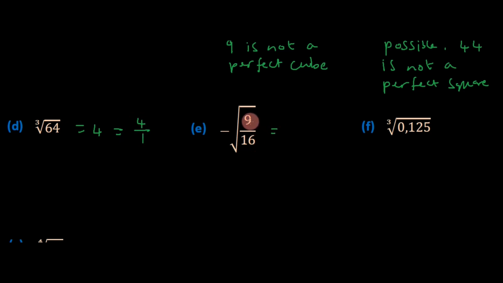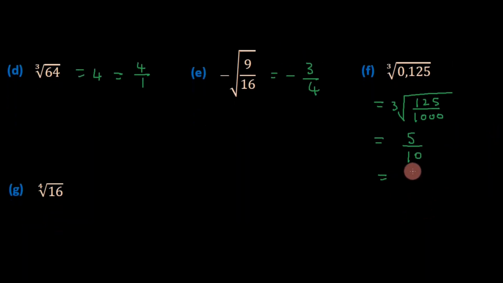Both 9 and 16 are perfect squares. So the square root of 9 is 3. And that of 16, of course, is 4. Here we have the cube root of 0.125. We can first write it as a fraction as 125 over 1,000. And the cube root of 125 is 5, because 5 cubed gives us 125, and that of 1,000 is 10, and we can simplify this to a half.